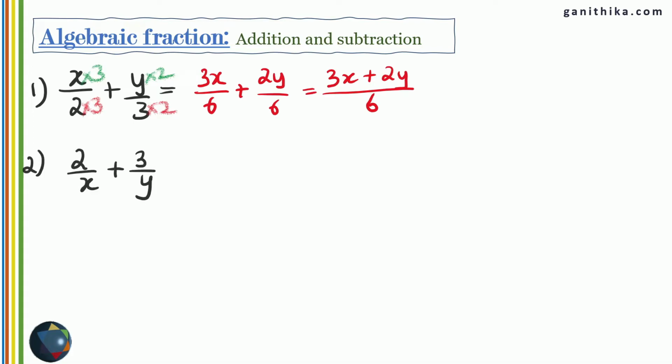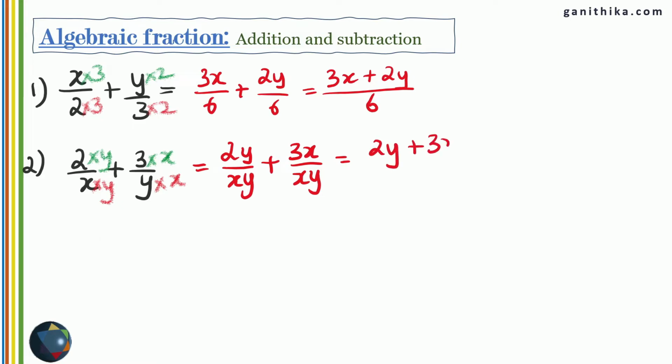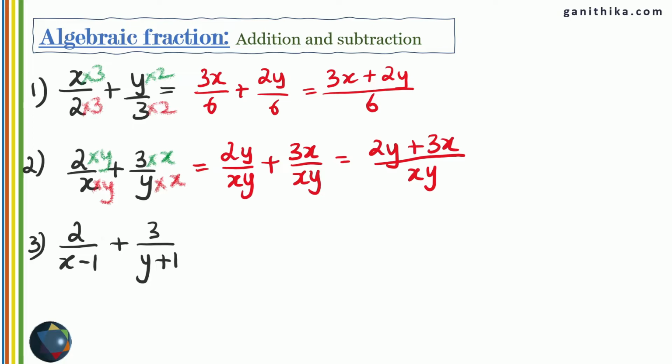So try to do this question yourself. Make the denominator the same. Now multiply the numerator also with the same expressions. So you will get this as 2 expressions here with the same denominator. Collecting them together, you will get this as your final answer for the addition of the 2 expressions given. Now the third expression is slightly complicated. Try to do this and continue with the video.